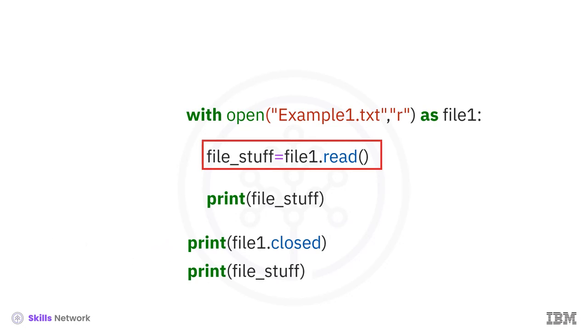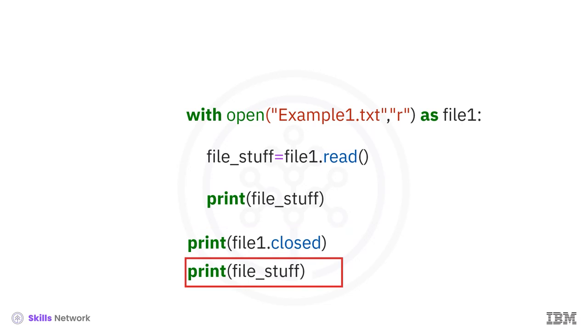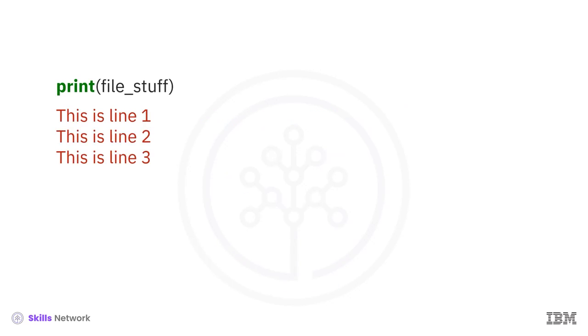The method read stores the values of the file in the variable file_stuff as a string. You can print the file content. You can check if the file is closed, but you cannot read from it outside the indent. But you can print the file content outside the indent as well. We can print the file content. We will see the following.